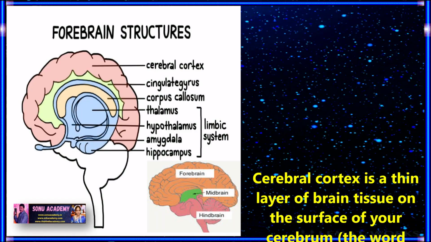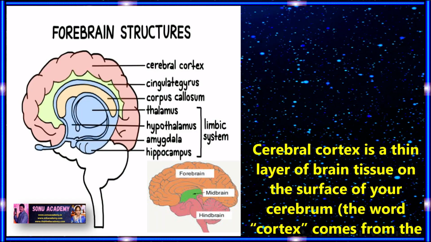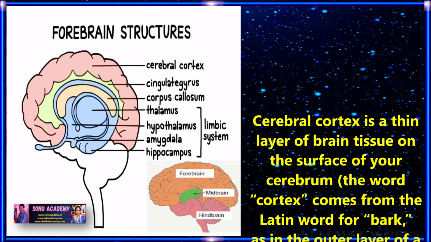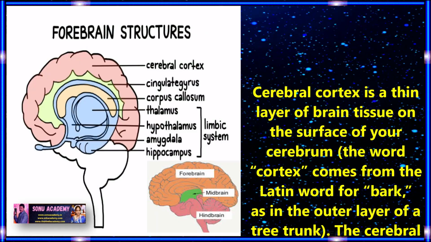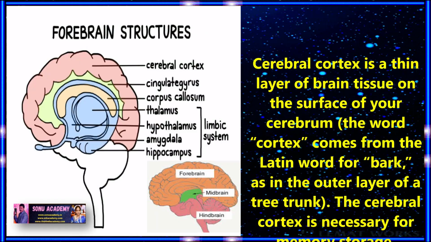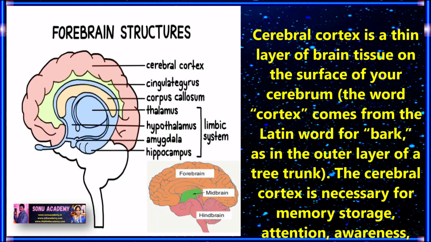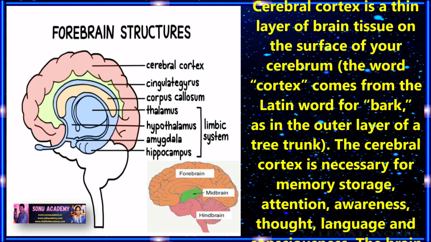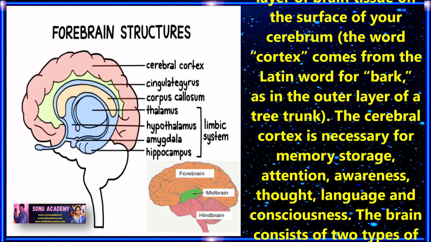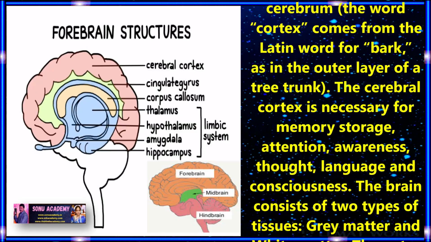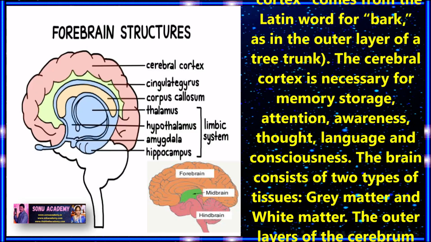The cerebral cortex. The cerebral cortex is a thin layer of brain tissue on the surface of your cerebrum. The word cortex comes from the Latin word for bark, like the outer layer of a tree trunk. The cerebral cortex is necessary for memory storage, attention, awareness, thought, language, and consciousness.